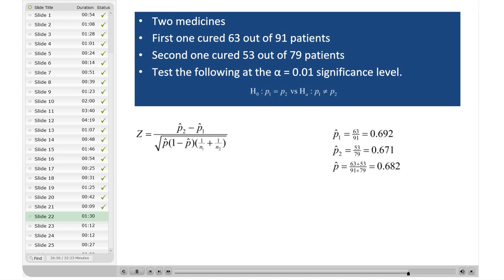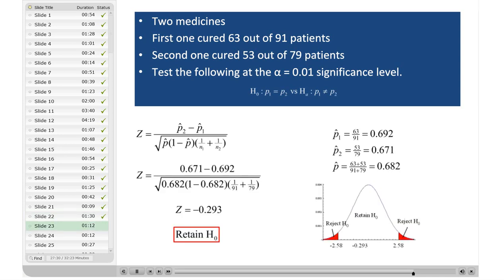We also need to calculate a P hat. And this is sort of like our S from earlier. It uses both data sets to calculate it. What this P hat represents is what percentage of patients overall were cured by both medicines combined. So the total number of people that were cured is 63 plus 53, and the total number of patients in the study is 91 plus 79. So if we look at that ratio, we get about 68% of the patients in this study were cured.